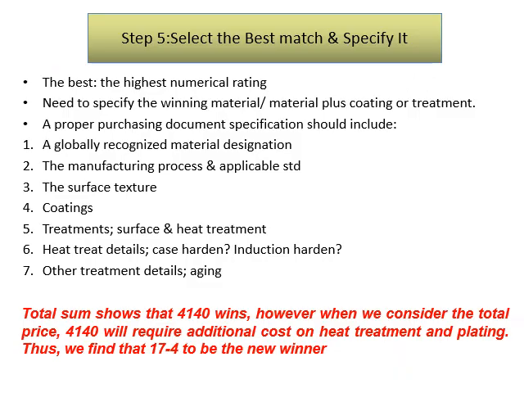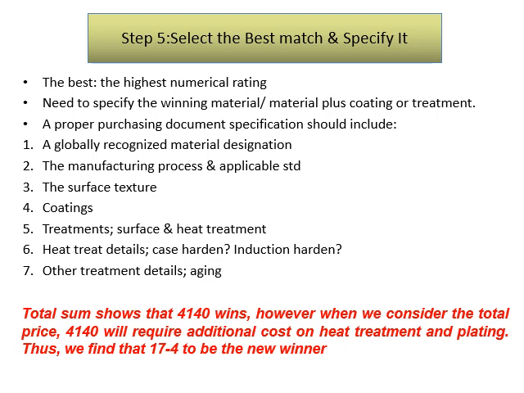The fifth step is to select the best match and to specify or to justify it. The best will be the highest numerical rating. You also need to specify the winning material or material plus coating or treatment. A proper purchasing document specification should be included: a globally recognized material designation, the manufacturing process and applicable standards, the surface texture, coating, surface and heat treatment, and so on.